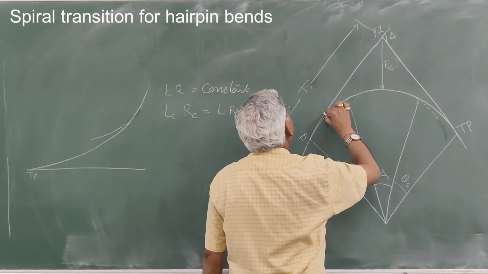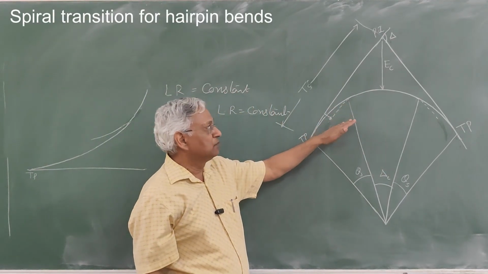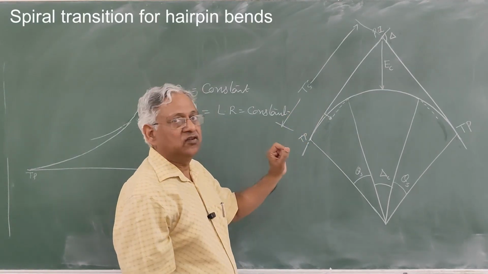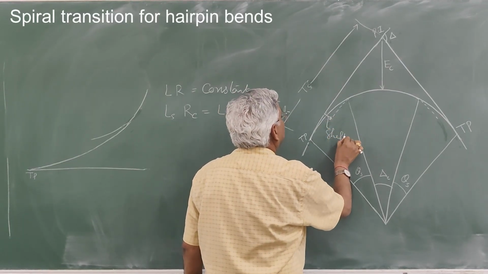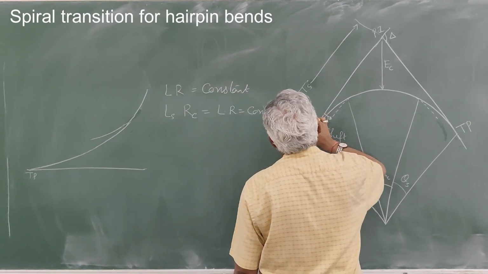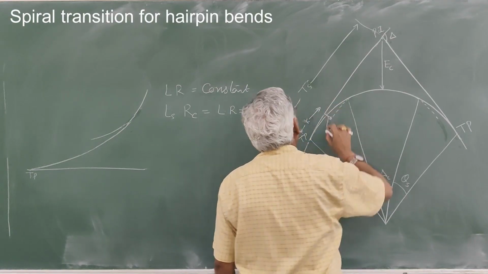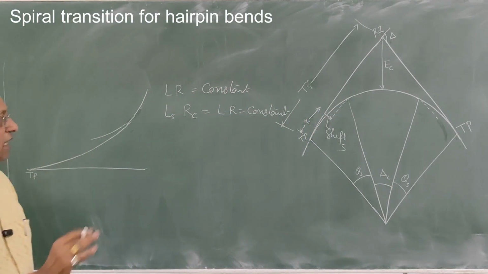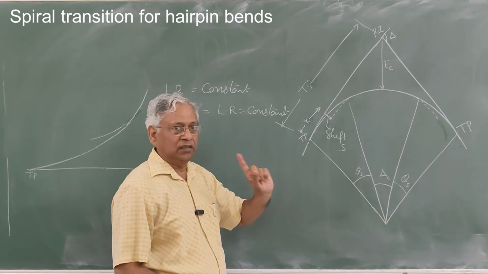Now, the distance by which this circular curve is moved inward just to accommodate this transition is called the shift, S, and this is generally taken at a distance of k. Now k is roughly half of the length of transition, but it is different from Ls. Ls is the length of transition.